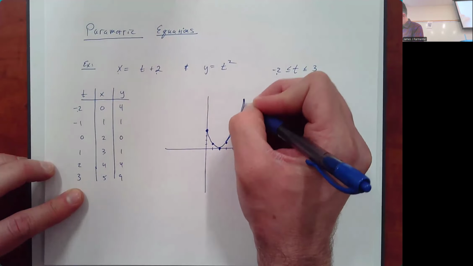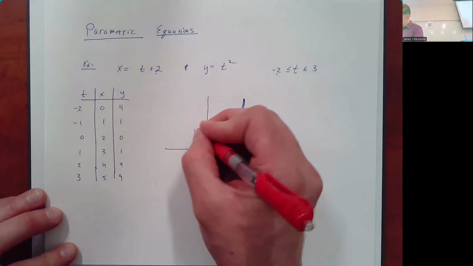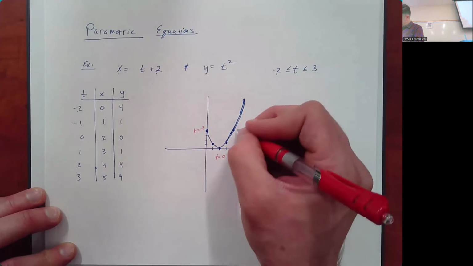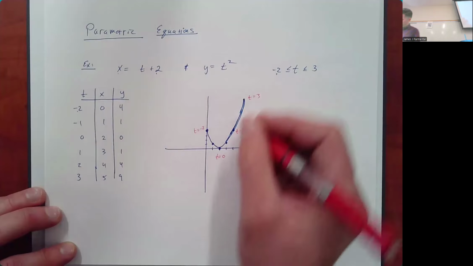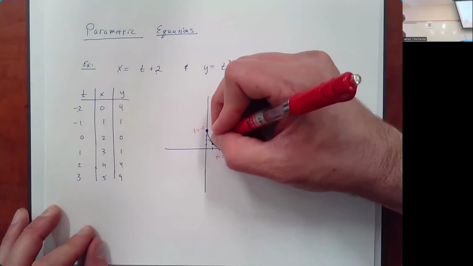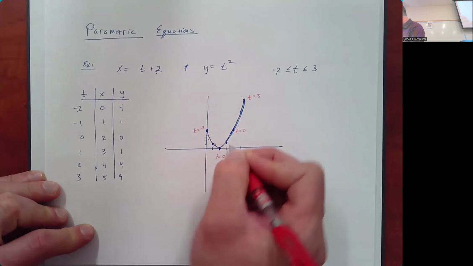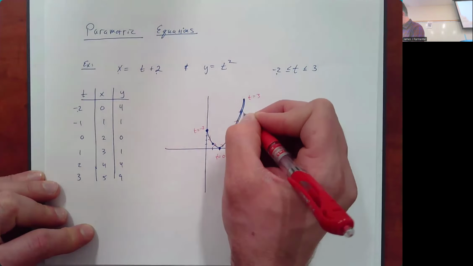Often with parametric curves, we do draw little arrows to indicate the direction that t is increasing. So if over here is where t is equal to -2, and here's t equal to 0, and here's t equal to 2, and here's t equal to 3, we are traveling in this direction, essentially from left to right. That's not always going to be true, but we always will travel in the direction of t increasing.